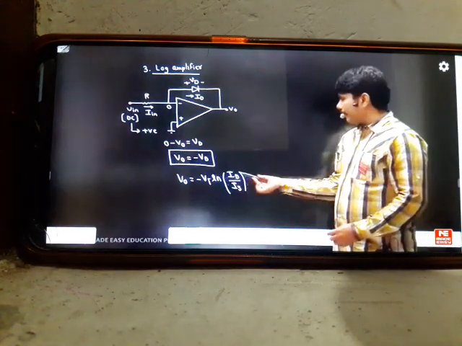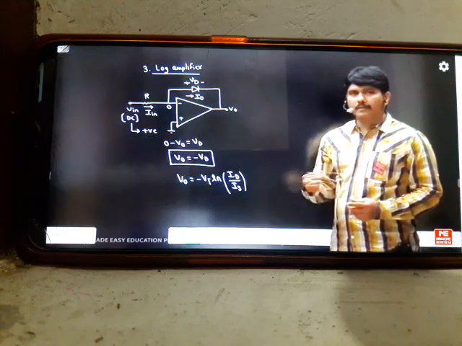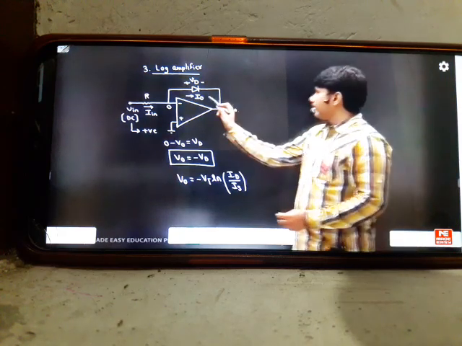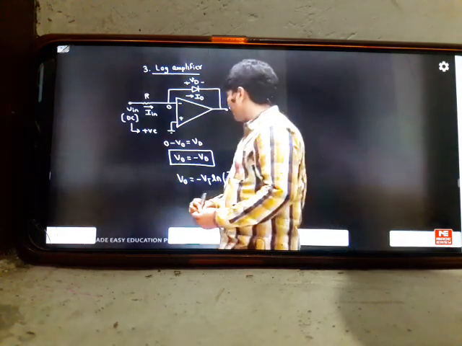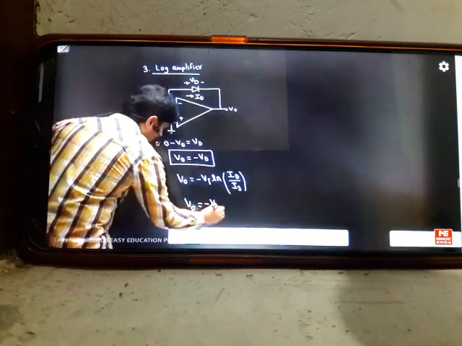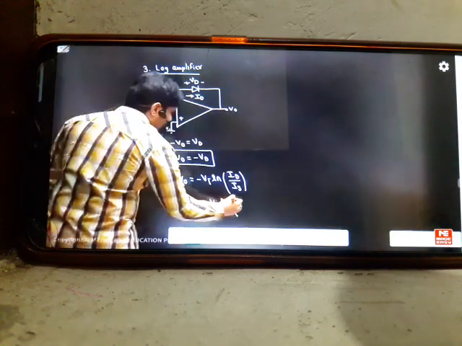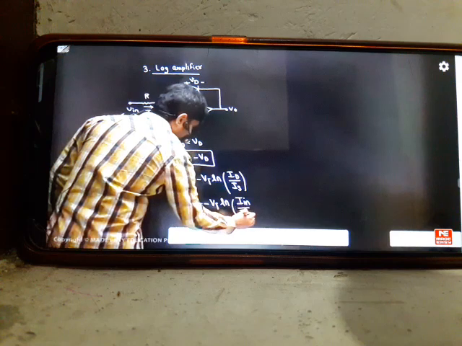So it is minus Vt ln of Id by Is. Id is the diode current, the forward current. Is is the reverse saturation current. This diode current is the same as your input current coming from the Vi. So you can write Id as IIN divided by Is.